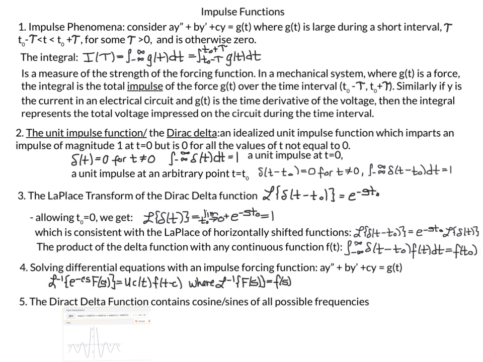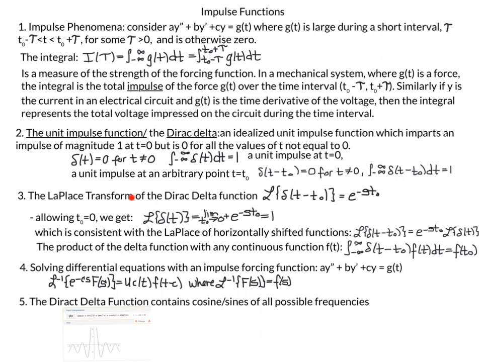It's centered at 0, but we can look at unit impulses at an arbitrary point, centered somewhere other than 0. It's centered at t naught. And we'll be using these formulas here for a Dirac delta centered at t naught, and this would be the corresponding integral. And we'll have examples of problems where we use these two formulas.